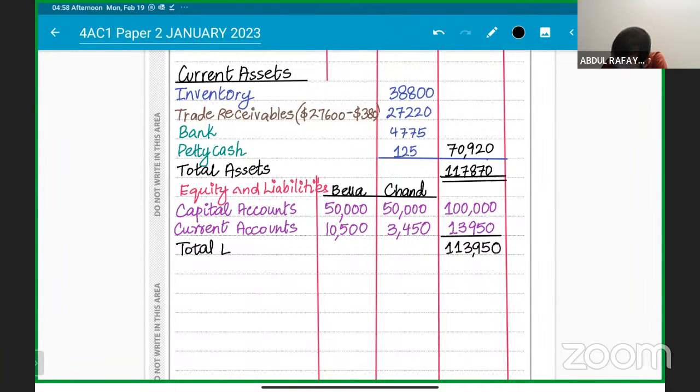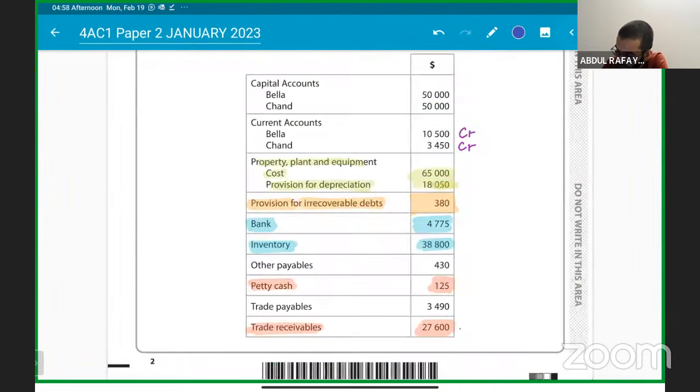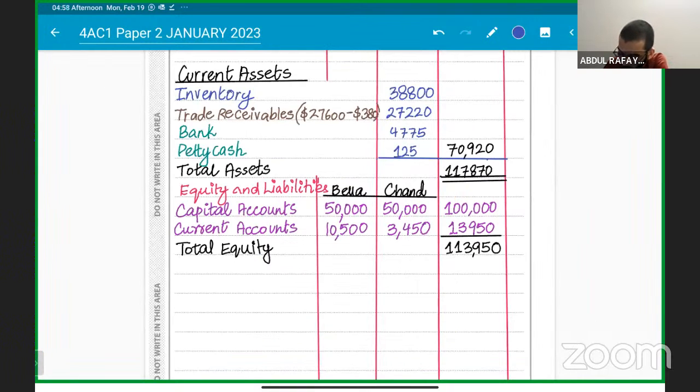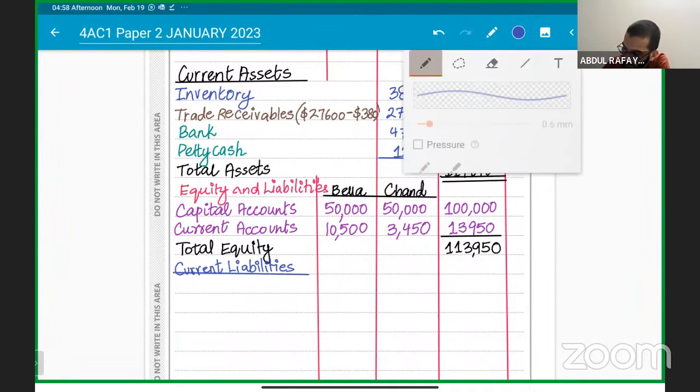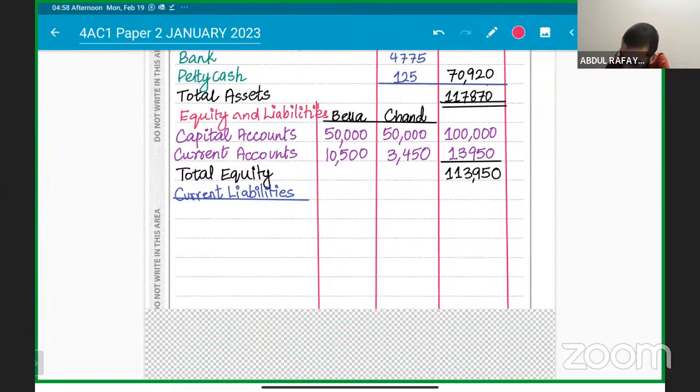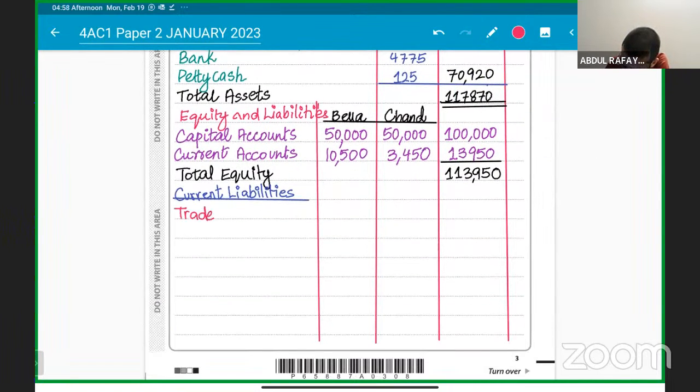Okay, understood? And then you just have to talk about the liabilities. Since we only have other payables and trade payables, these are only current liabilities. We don't have long-term liabilities, sir. So it will be current liabilities only. Getting it clear with me? And you can add them later on. So current liabilities are basically the trade payables and the other payables. So we have trade payables and we have other payables as well.